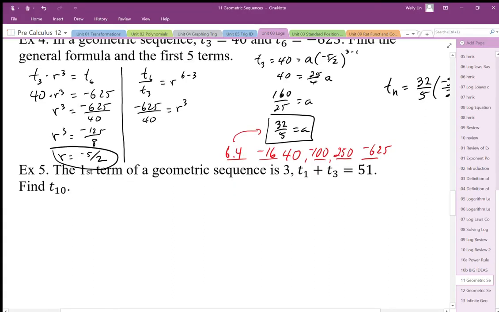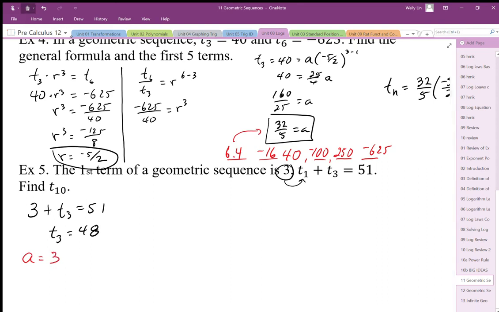Okay, so we've been given that the first term of a geometric sequence is 3. Well, that's the same as T1, and we can use this relationship. We know that T1 plus T3 equals 51, so I'm just going to fill in T1 since I already know it. Then I can work out T3. Again, what are the things that we need to know? We need to know a starting point. There's our starting point, so that's key information. I'm going to write this down in a different color because it's important and I need to keep track of it: A equals 3.